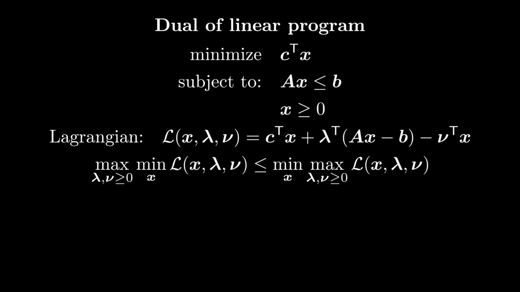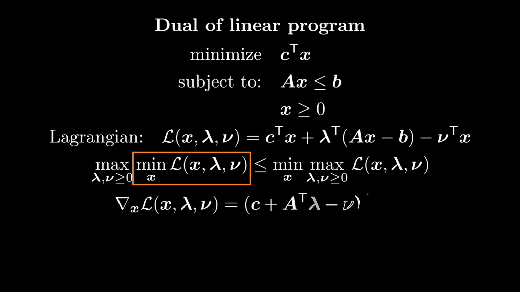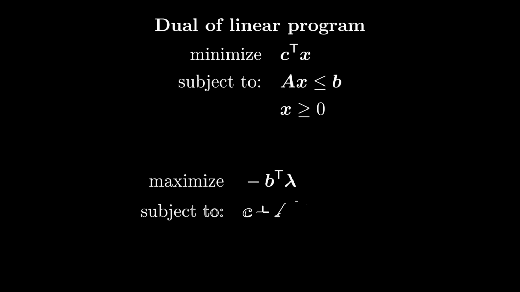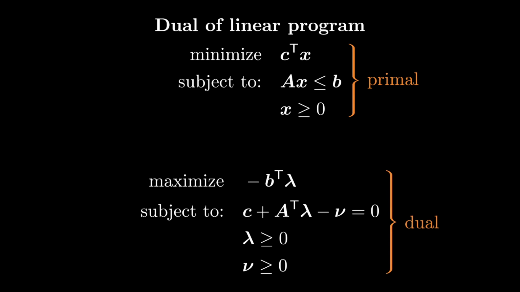Next, we think about what we would need to do to find the minimum with respect to x. We can do that by taking the gradient of the Lagrangian with respect to x, setting it to 0, and then solving. We notice that this gives us a constraint on lambda and nu in the dual. So now we have two kinds of problems. We have our original primal, and now we have this dual problem that we could also solve. And of course, you want to note in particular that this dual is also a linear program.